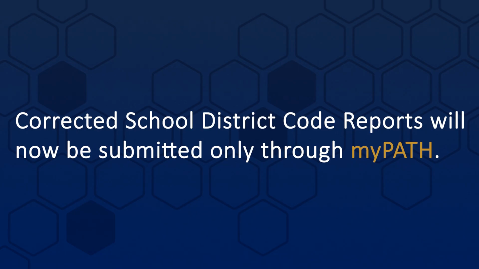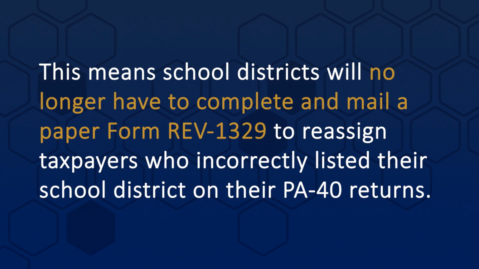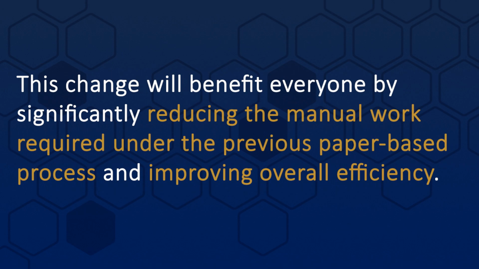Corrected school district code reports will now be submitted only through MyPath. This means school districts will no longer have to complete and mail a paper form REV 1329 to reassign taxpayers who incorrectly listed their school district on their PA-40 returns. This change will benefit everyone by significantly reducing the manual work required under the previous paper-based process and improving overall efficiency.